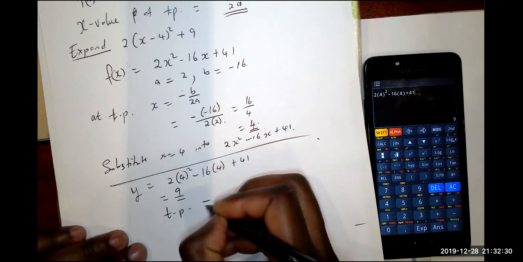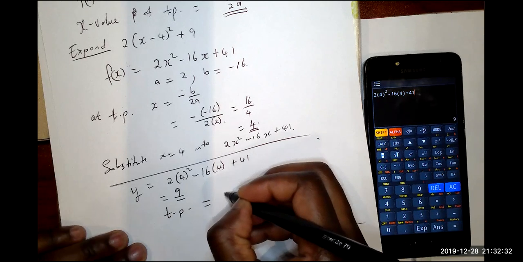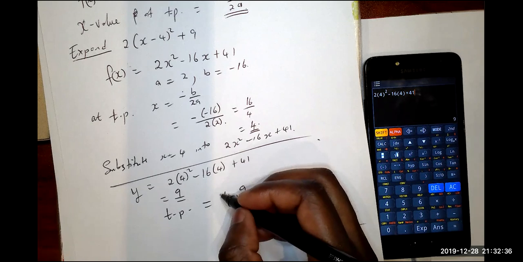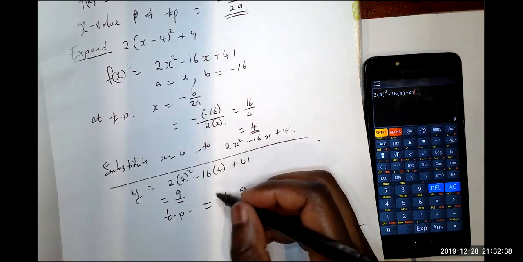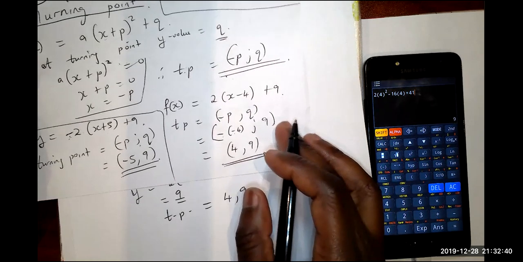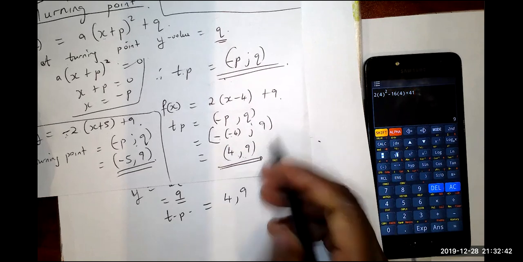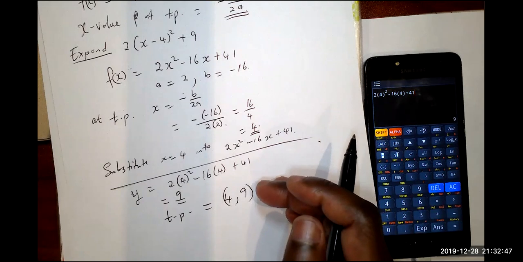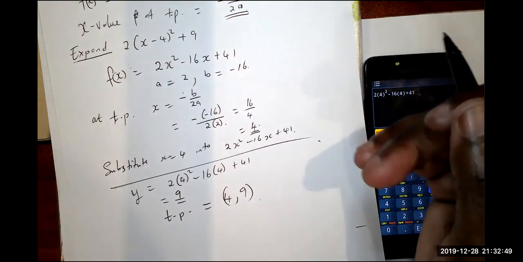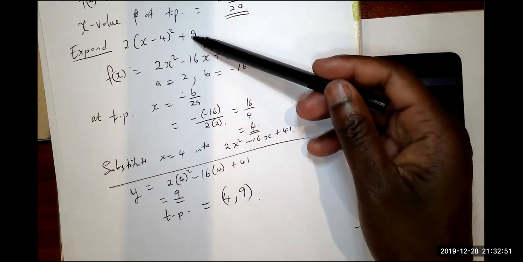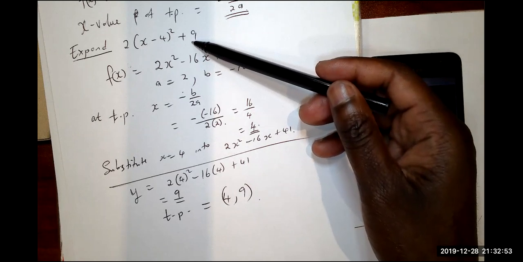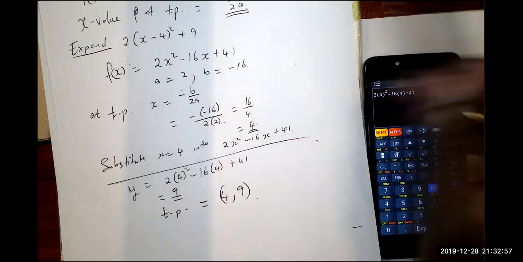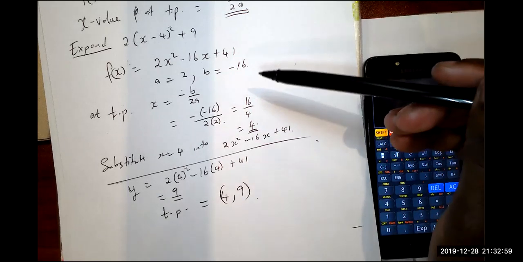So in other words, the turning point TP is equal to 4 and 9. And if you remember very well, that's what we had before, 4 and 9. If you compare, that's what we have here. So that's your turning point, and that's how we're supposed to find it. Make sure that you master these methods. If I'm given it in this form, I don't need to worry, you don't need to worry. Pick whatever you have, minus p, q. Irrespective of where the graph is facing, it doesn't matter.